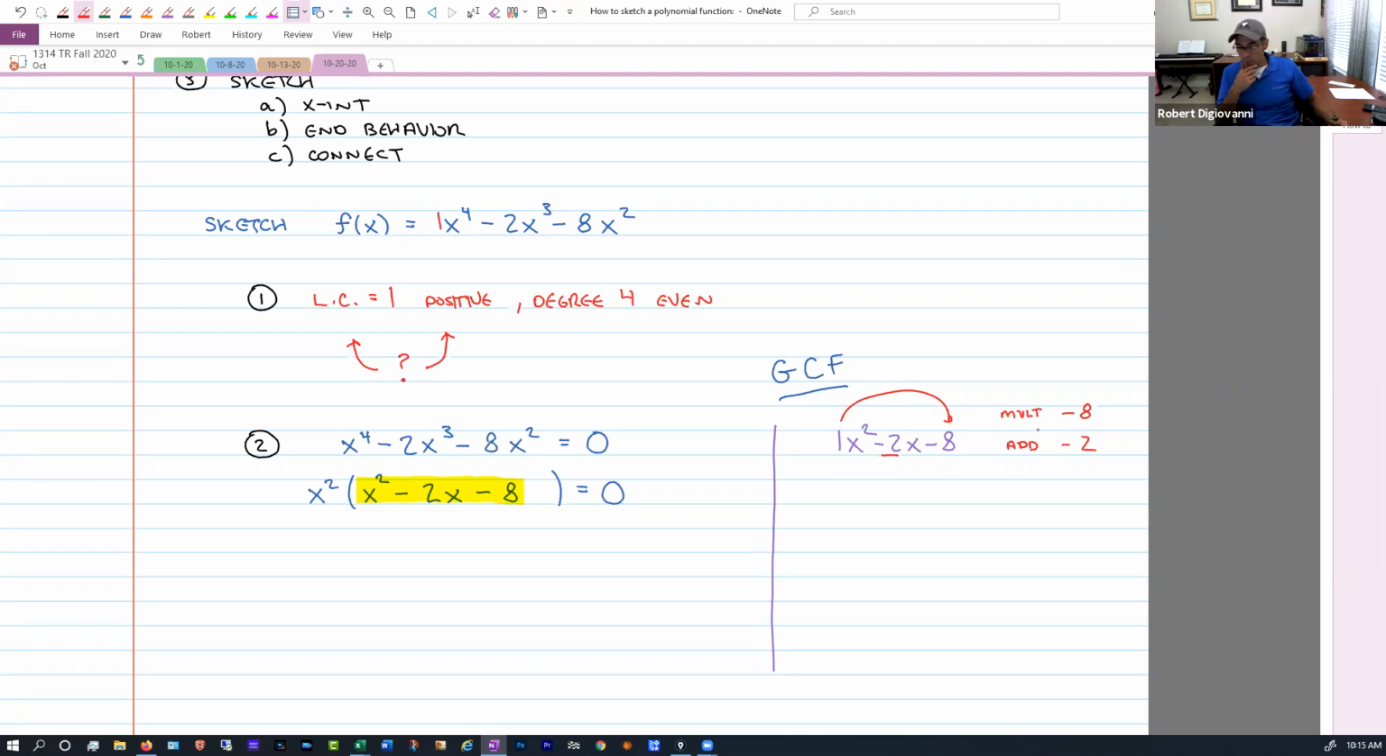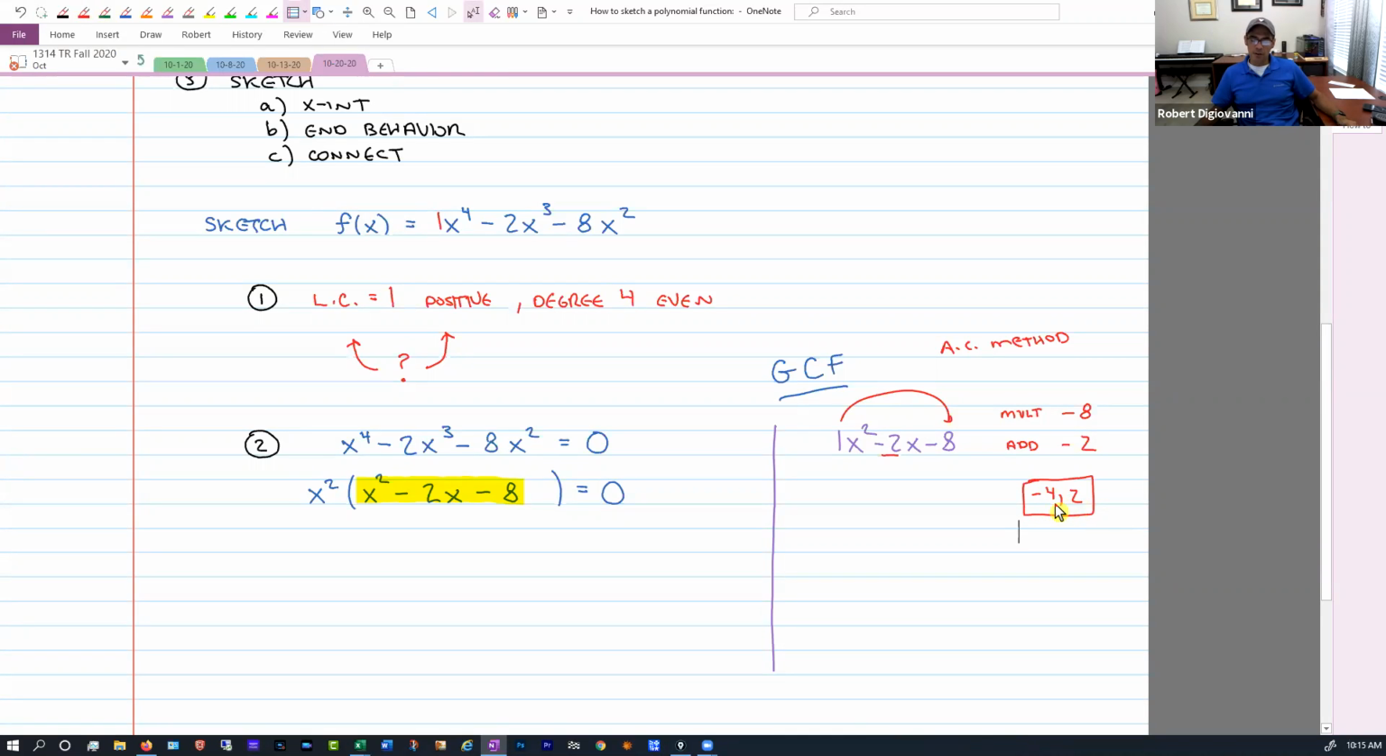Does anyone have any questions on what I did here? By the way, this is called the AC method for factoring trinomials. You take the number in front, 1, multiply times the number in back, -8. You write that number down. You look at the number in front of x, -2. And you now have to think mentally of 2 numbers that multiply to be -8 and add up to be -2. And those 2 numbers are -4 and +2.